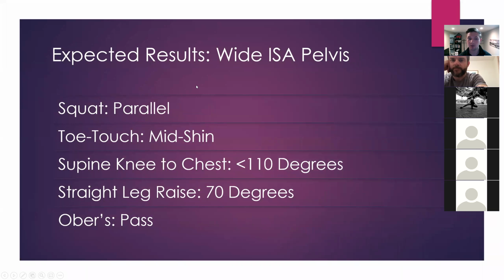Within their pelvis, you will see a parallel squat because they can't recounternutate. Toe touch is going to be mid-shin because they can't recounternutate. Supine knee to chest is going to be less than about 110 degrees. Their straight leg raise is probably going to be 70. And their Obers, they should be able to pass it on both sides. Should.